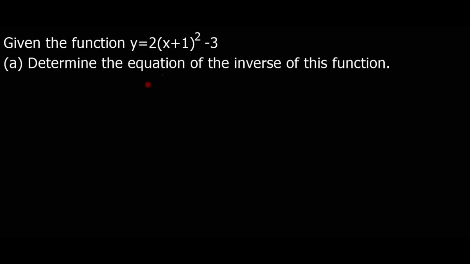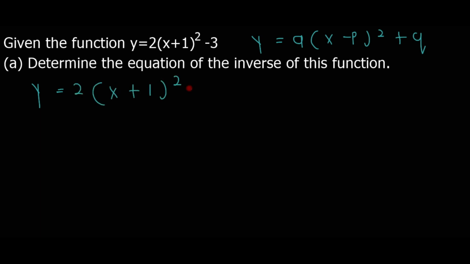And then this one here, determine the equation of the inverse of this function. They gave us a parabola, but you can notice that this parabola is given in the vertex form. So they want us to find the inverse, but we will do the same thing. We have y equal to 2 into x plus 1 all squared minus 3. We will interchange x and y, so here we have x, and here we will have y.